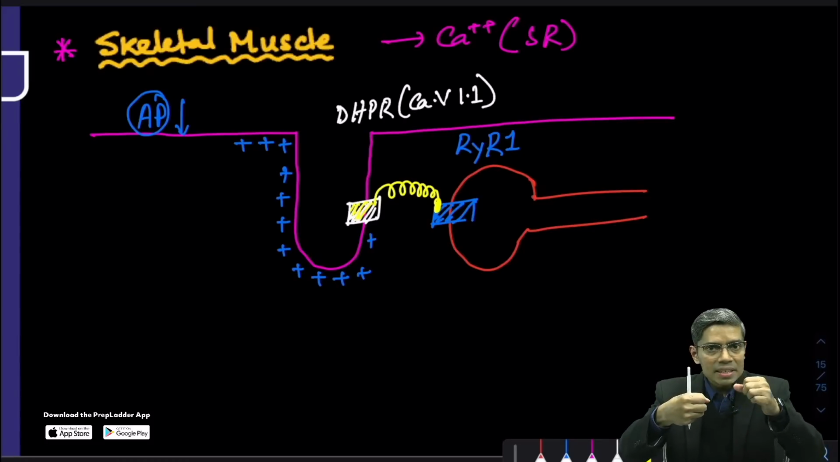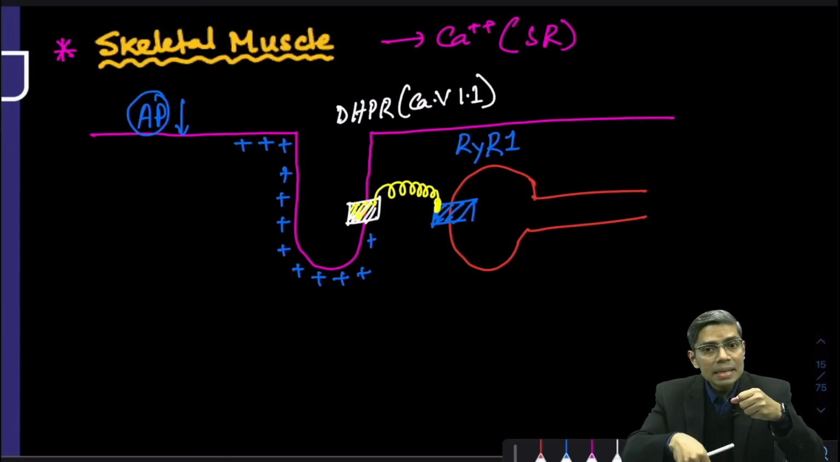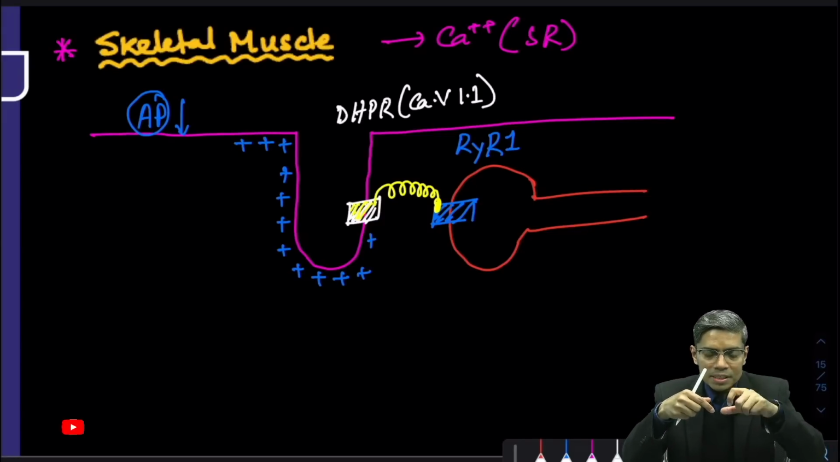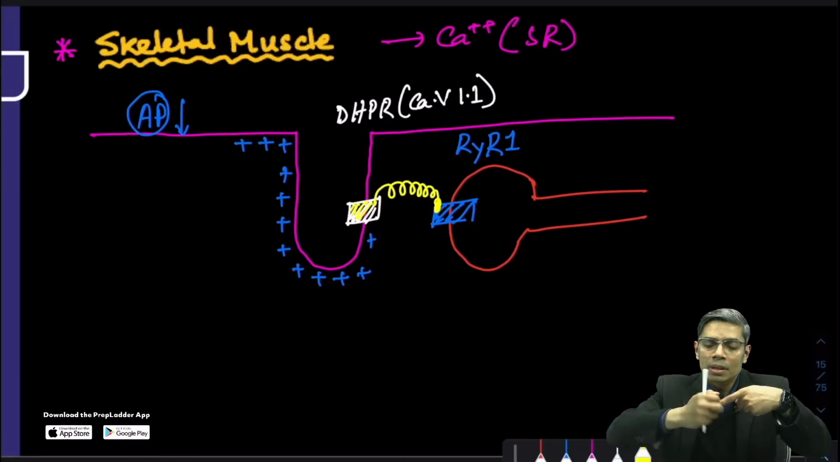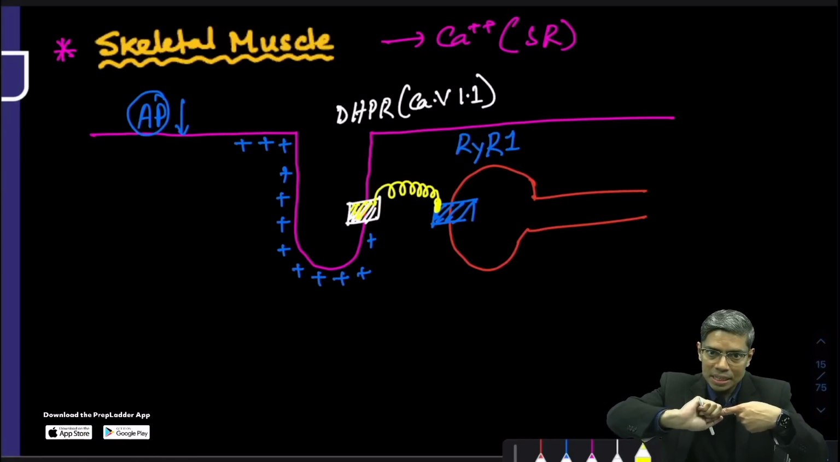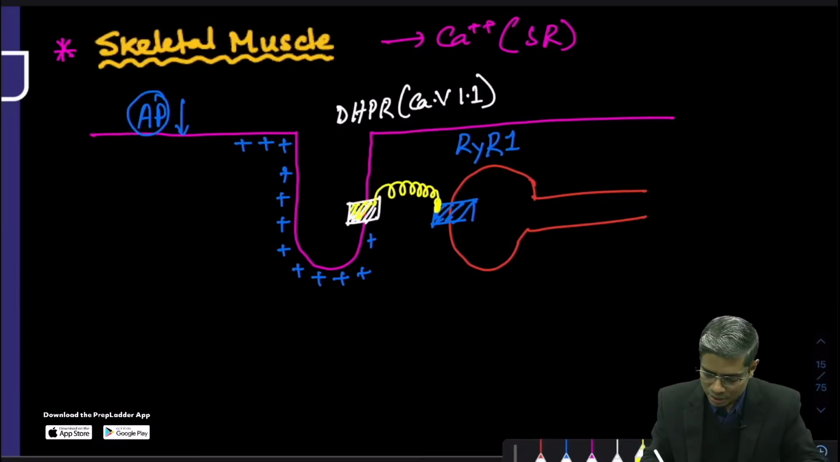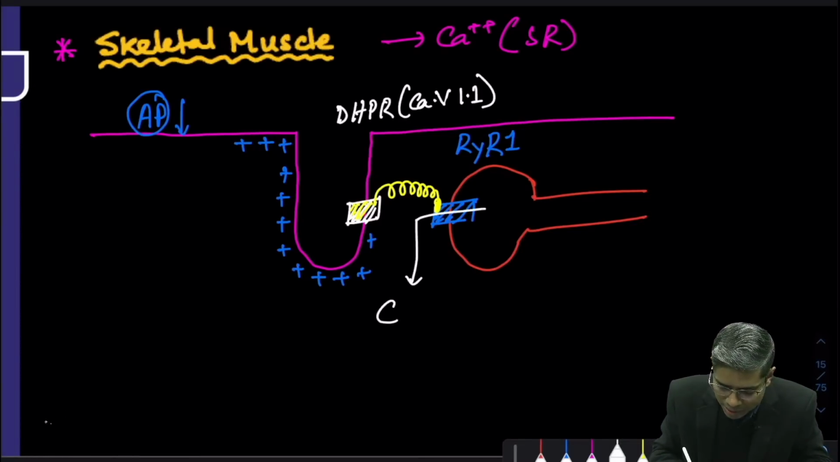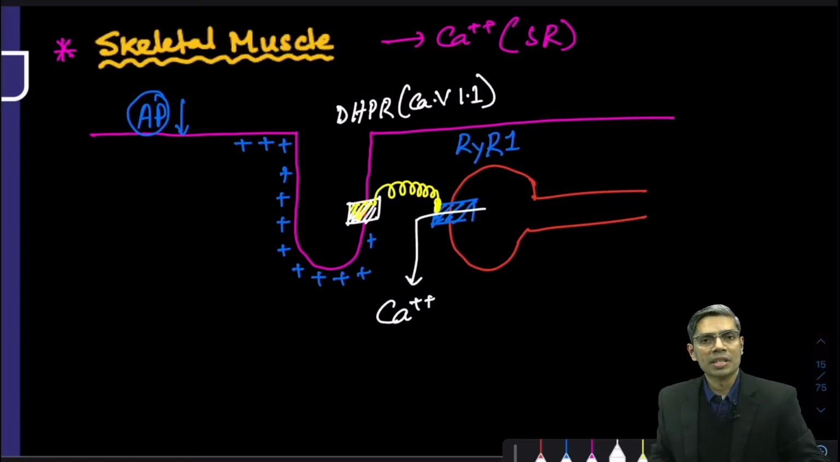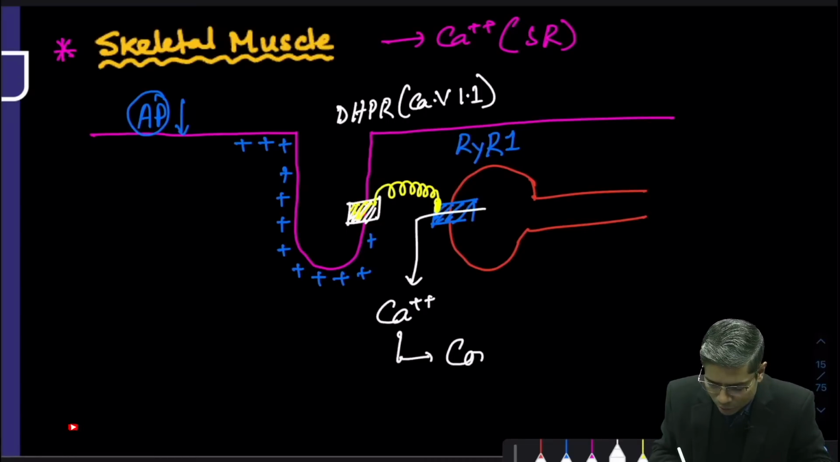Whenever the DHPR channel is activated, by depolarization, the protein of the DHPR channel will change its conformation, and because of the conformation change, it is going to interact with the RYR and cause twisting of the RYR. Whenever the RYR is twisted because of the DHPR interaction, it will open up, and through this open RYR channel, calcium will be released from the sarcoplasmic reticulum, and this calcium causes contraction, right.